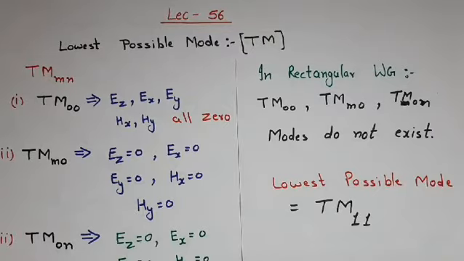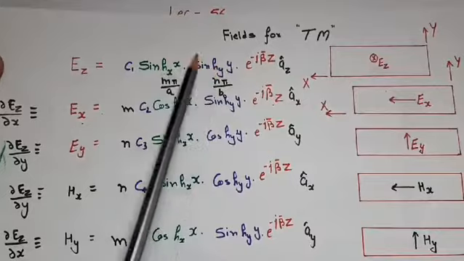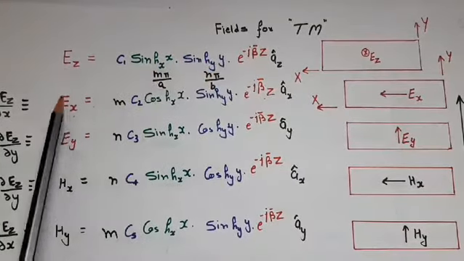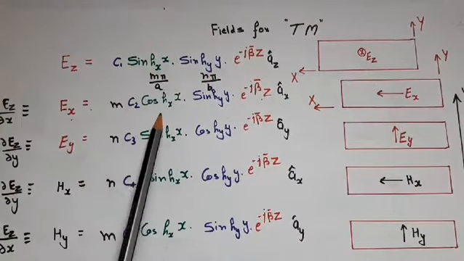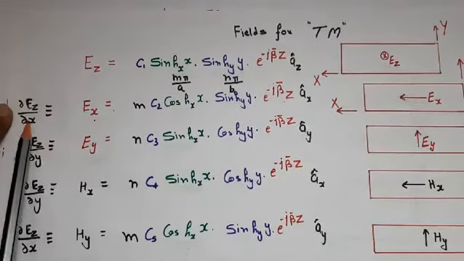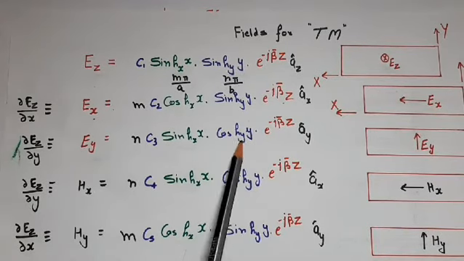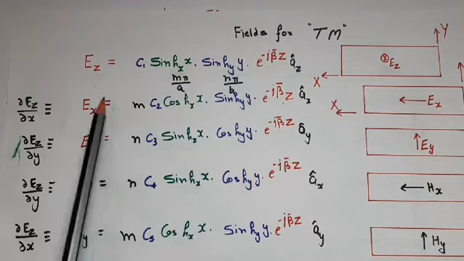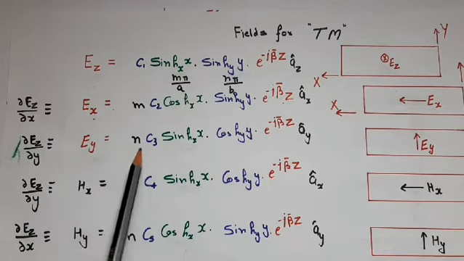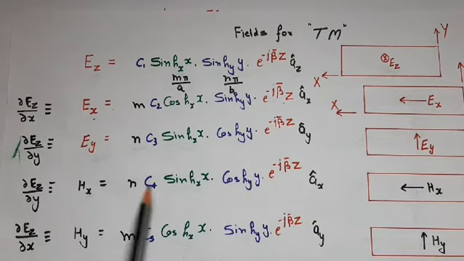In TM, Ez has sine functions, both in the x direction as well as in the y direction. If we talk about Ex, then for x it is cos. It means Ez has been differentiated with respect to x, and that's why m will come in multiplication. For Ey, it has cos function for y. So to get Ey, Ez has been differentiated with respect to y, and that's why n will come in multiplication. For Hx, it is cos for y, so n will come in multiplication. For Hy, it is cos for x, so m will come in multiplication.